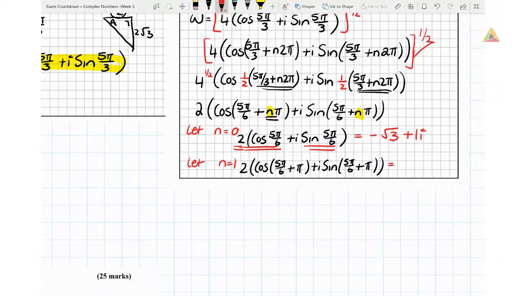You're doing exactly the same down here, so it's going to be 2 times the cos of 5 pi over 6 plus pi. If you want, you can have that bit worked out first. That should give you root 3. And for the imaginary part, it's going to be 2 times the sine of 5 pi over 6 plus pi, and that should give you minus 1i. Okay, and you'll notice that your two roots, or your two answers, are very, very similar to each other.